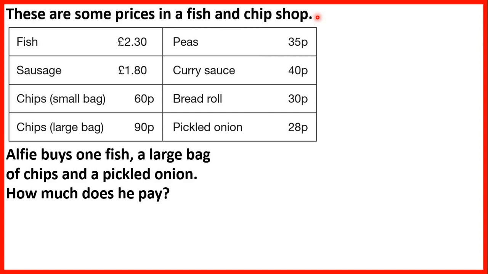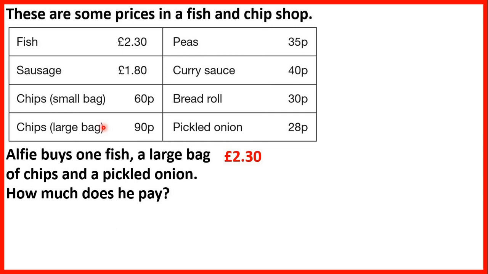These are some prices in a fish and chip shop. Alfie buys 1 fish, a large bag of chips and a pickled onion. How much does he pay? Well, first let's find out how much 1 fish costs. That's £2.30. But he also buys a large bag of chips, and we want to know how much he pays altogether, so we need to add.